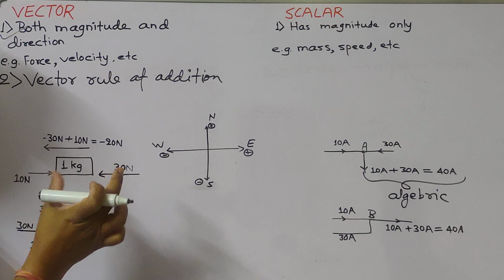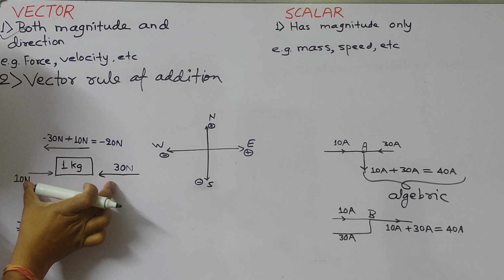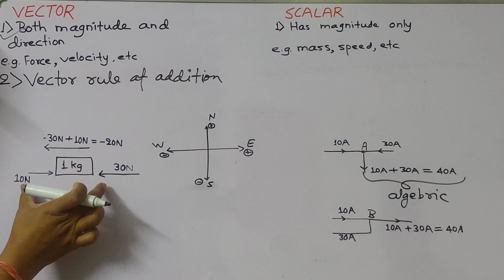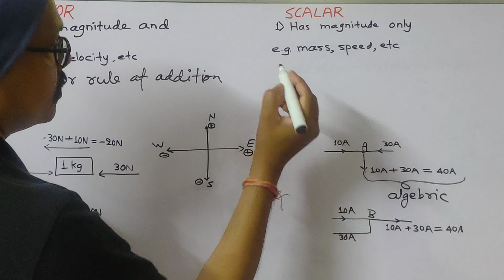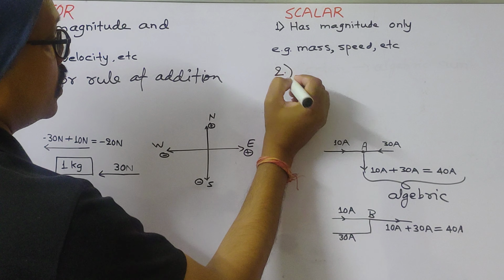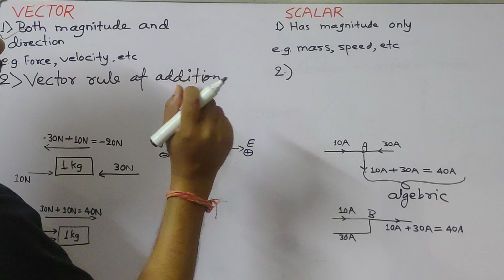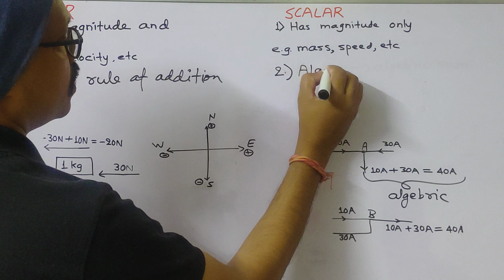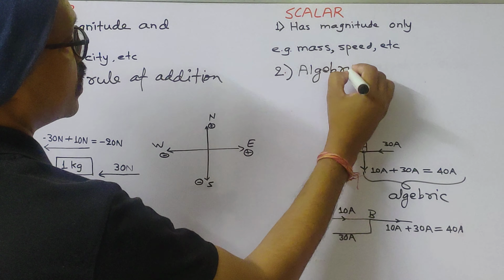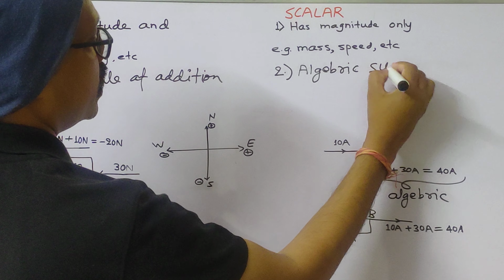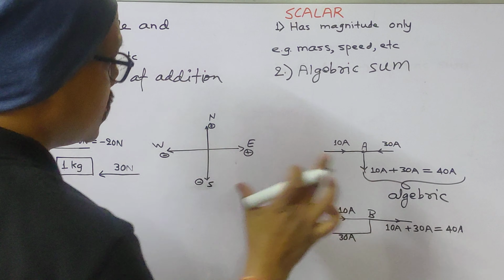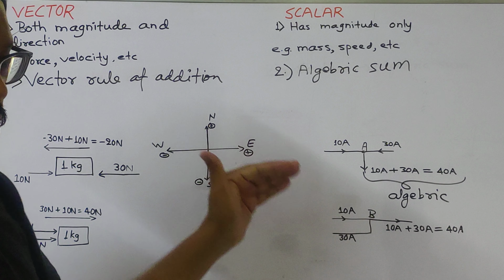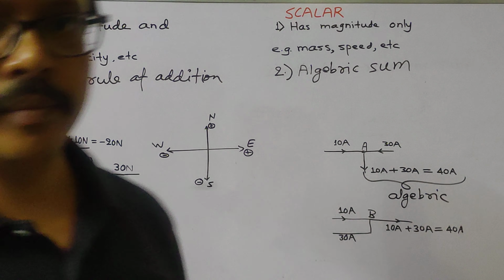Vector rule of addition means that here the direction of the constituent quantities is meaningful. That makes sense for the calculation of the resultant vector. And here, the resultant scalar quantity is simply the algebraic sum of the constituent scalar quantities. Here the direction of the constituent scalar quantities does not make sense. So that is the reason electric current is known as a scalar quantity. So that's all.